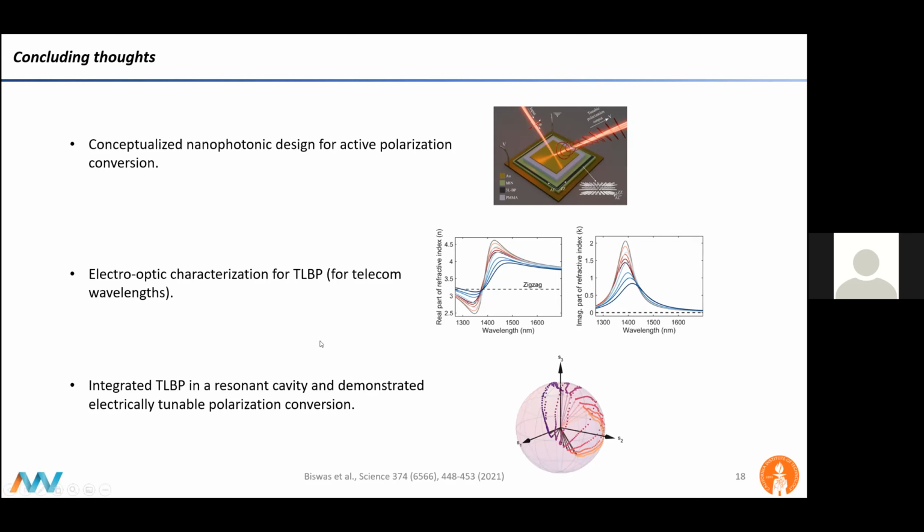Okay, so I have one: how stable are your devices, provided that black phosphorus is very degradable environmentally?